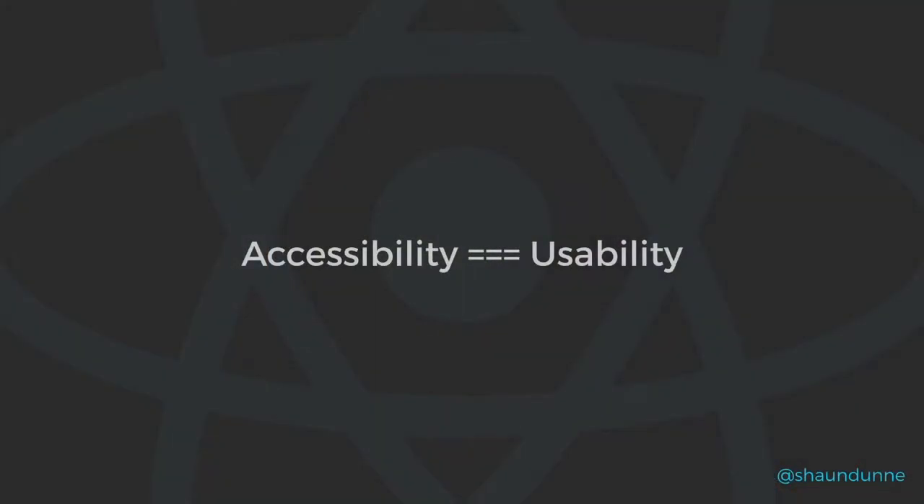So my point of view is that accessibility is just usability. We take a few things on board. It shouldn't be thought of as a feature. It shouldn't be thought of as a nice to have. I've been told that several times, that accessibility is just a nice to have.